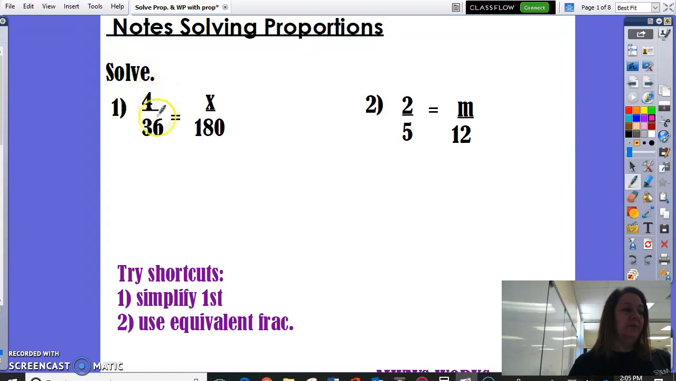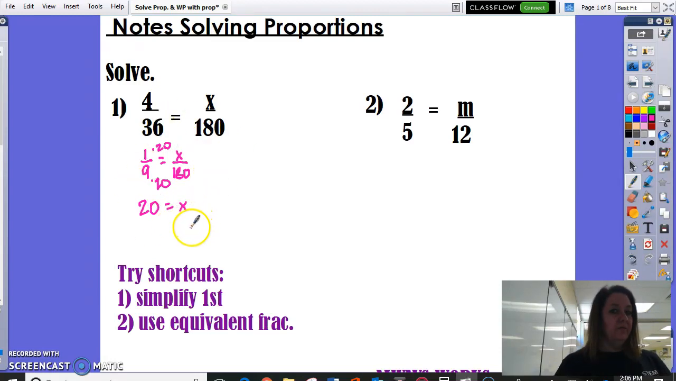So here, remember, we could just simplify and get 1/9 equals x over 180. And then we can do 9 times 20 is 180. And then 1 times 20 is 20, so x equals 20. That's what I would recommend for this one, trying those shortcuts, because it always makes your life easier.